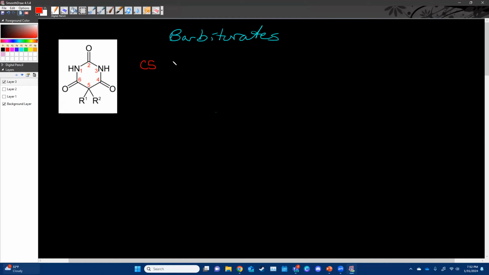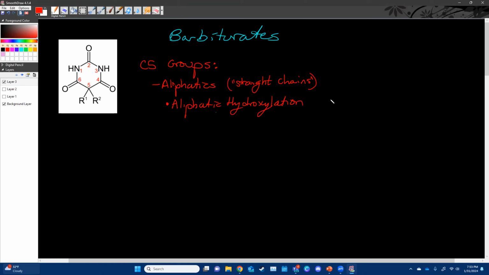So for our carbon 5 groups, we have a couple of different choices. The first is that we can have aliphatic groups, which if you remember, these are our straight chains. The key aspect of aliphatic straight chains is that we can do aliphatic hydroxylation. When we talk about aliphatic hydroxylation, the longer the chain, the faster the metabolism.